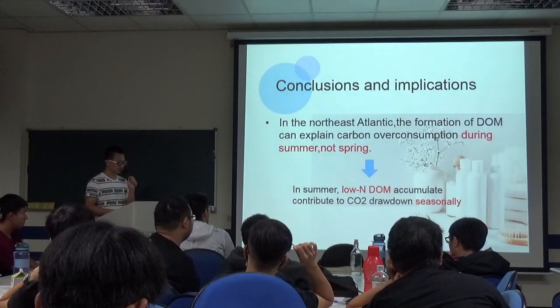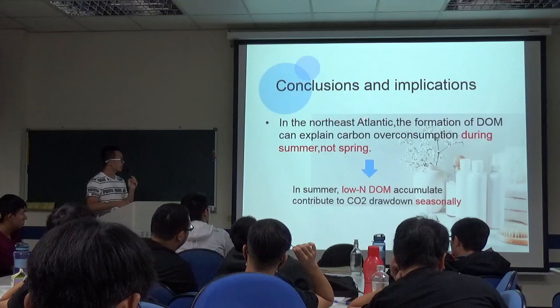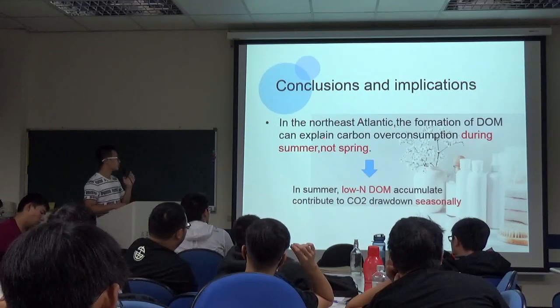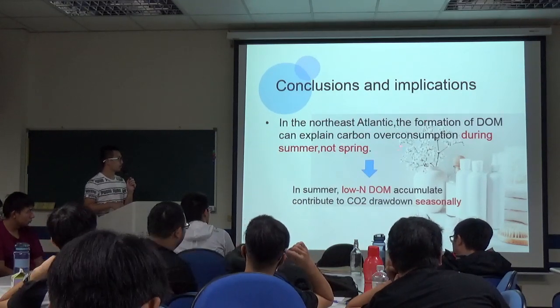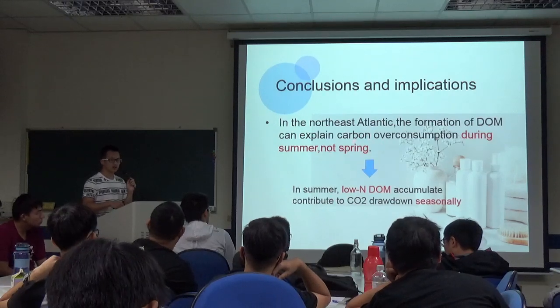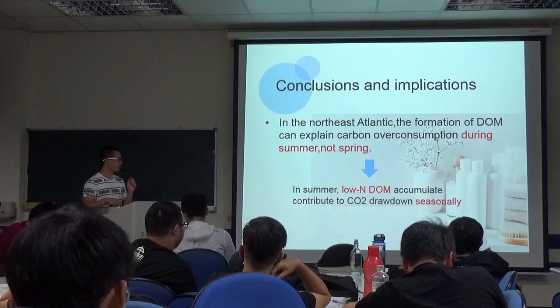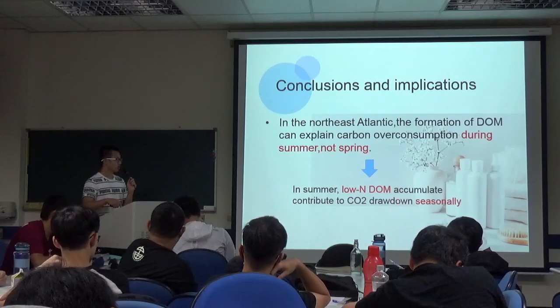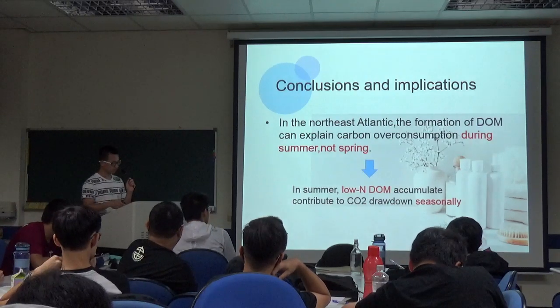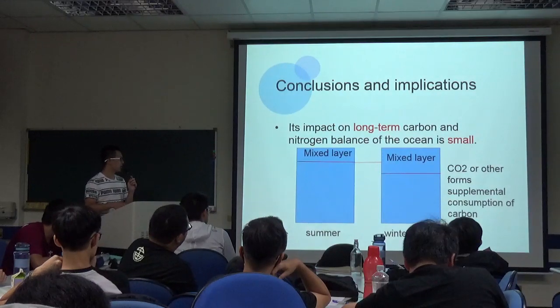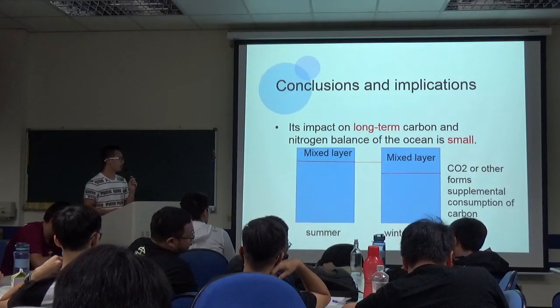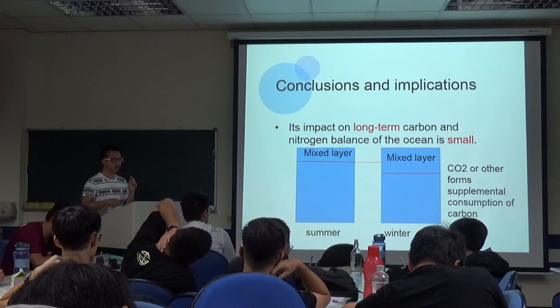Finally, conclusion and implications. In the Northeast Atlantic, the formation of DOM can explain carbon overconsumption during summer, but not spring. In summer, low nitrate DOM accumulation contributes to CO2 drawdown at sea level. But its impact on the long-term carbon and nitrogen balance of the ocean is very small.